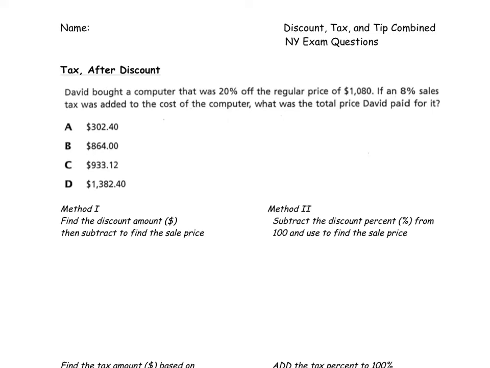Hello, today's lesson is comprised of New York exam questions from the past, and it deals with discount, tax, and tip combined. So we're going to find out, for instance, what it's like to find the tax after a discount. So it's a combination of everything we've learned so far. So let's go ahead and get started.